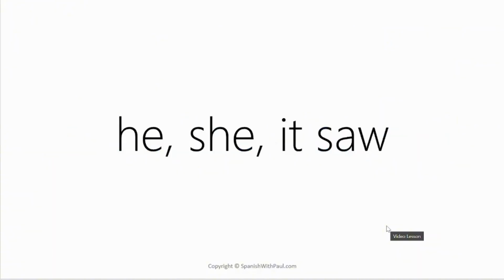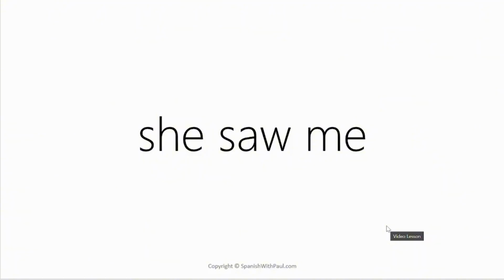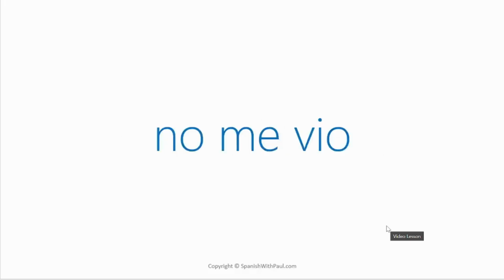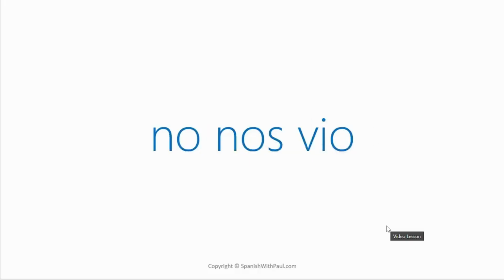Let's look for the sound of he, she, or it saw. On our chart, we have the angle here in the middle, down to the verb ver, and the sound is vio. Vio means he saw, she saw, it saw. How would you say, she saw me? Me vio. She didn't see me. No me vio. She didn't see you. No te vio. She didn't see us. No nos vio.